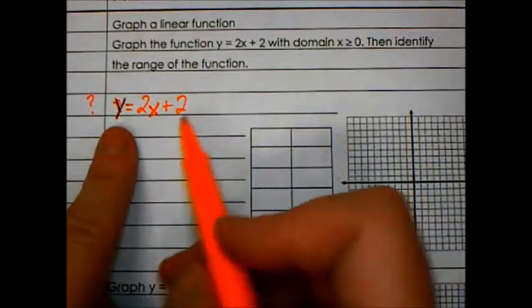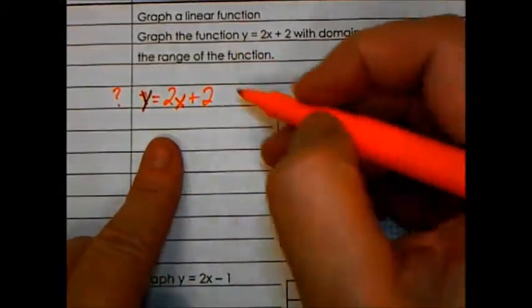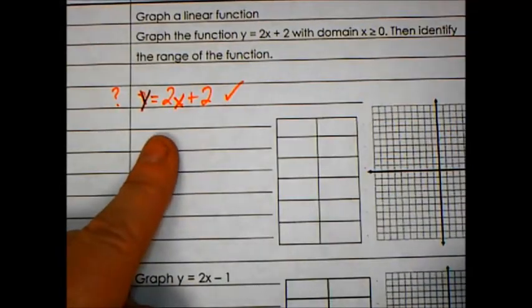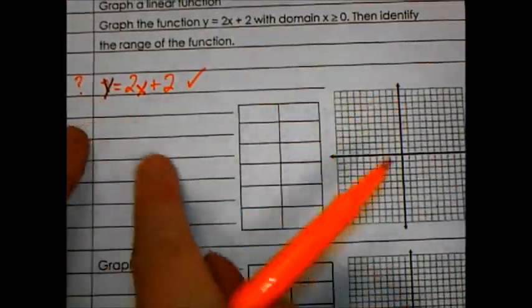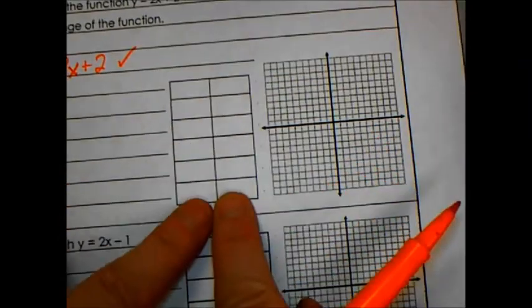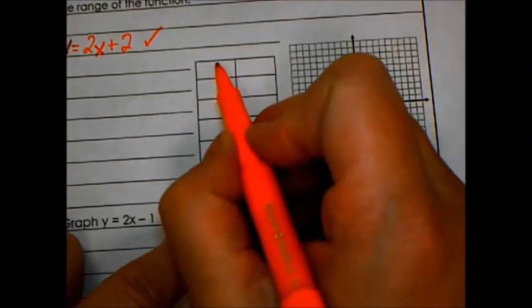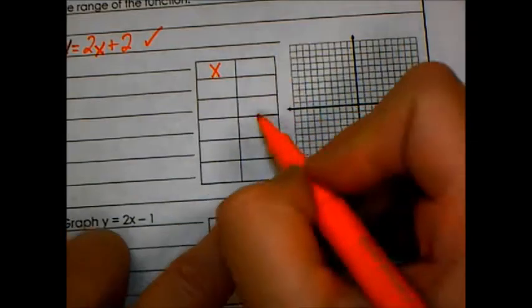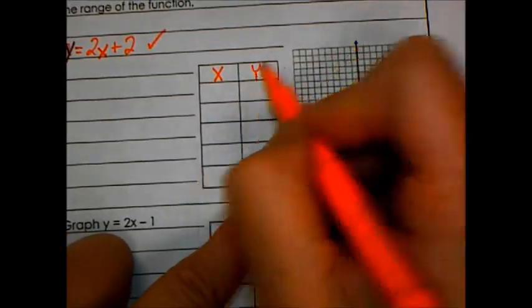Alright, so is this in the correct form? Yes, it is. It's good. So I don't have to do anything to my equation. I can actually go to my table. Remember, the first column is always going to be your x's, the second column is going to be your y's.